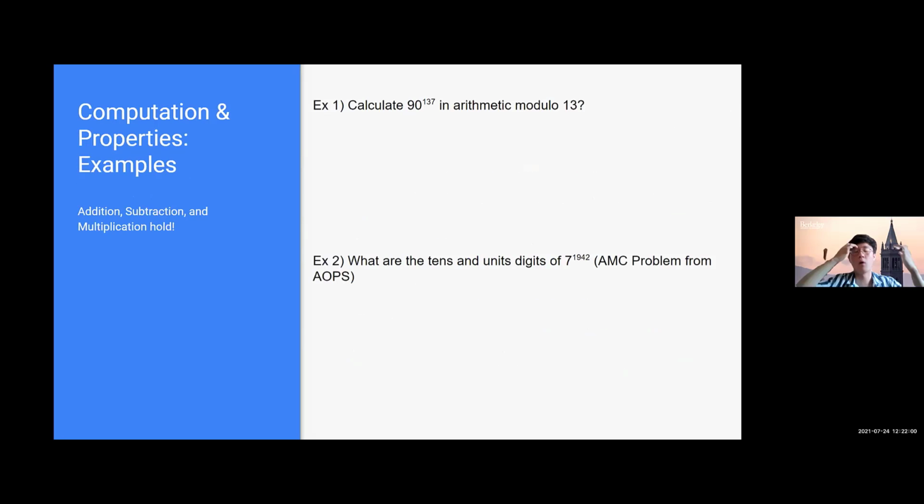So let me give you a quick example. I'd like to give you guys about 2 to 3 minutes to try both expressions.